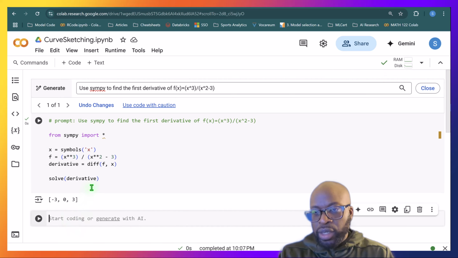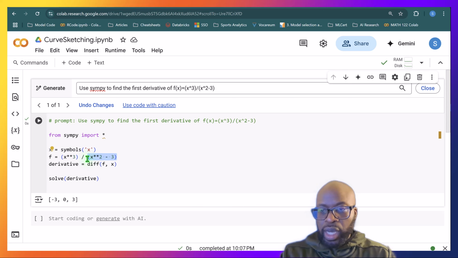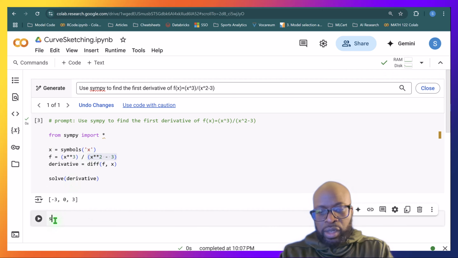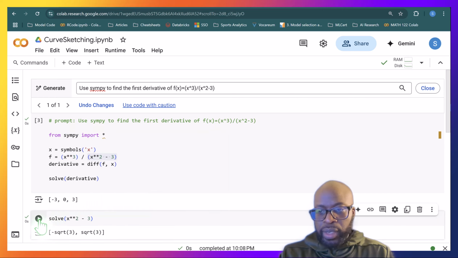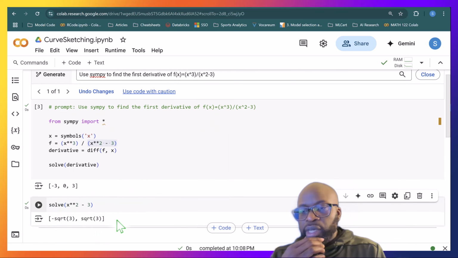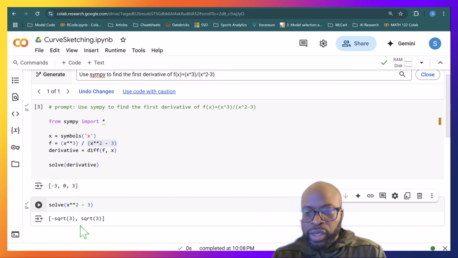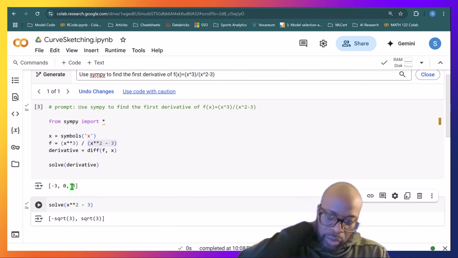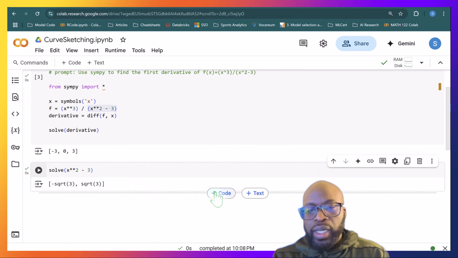let's actually just start coding. Here's my denominator. I'll copy that. I'll click solve and paste that. Play, and there we go. Okay, so this right here are our zeros. This over here are the places where it's not defined, and that right there gives us the total set of critical points, critical numbers.